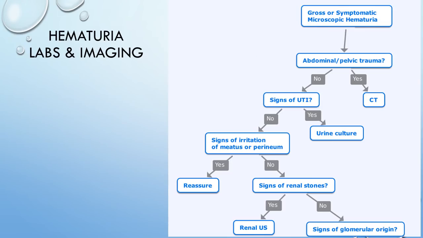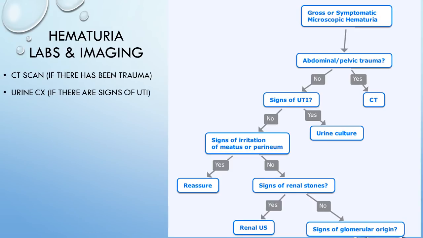And then our labs and imaging. So once again, I have a portion of an algorithm up over on the right-hand side. The next slide is going to give you the second part of that algorithm. So if there has been trauma, we'll get a CT scan so that we can see exactly where the trauma is and what the extent was. If there are signs of a urinary tract infection, we'll do a urine culture. If there are signs of nephrolithiasis, right, so kidney stones, we'll get a renal ultrasound.